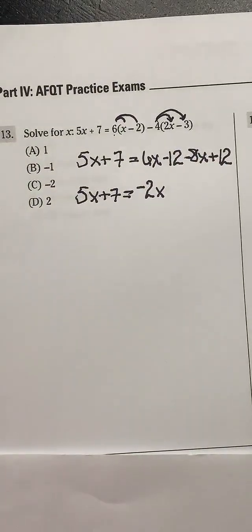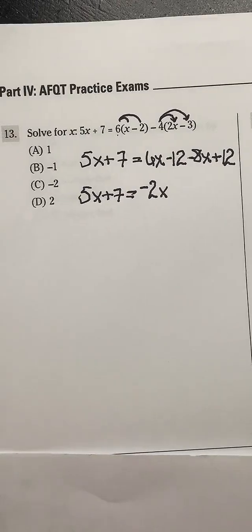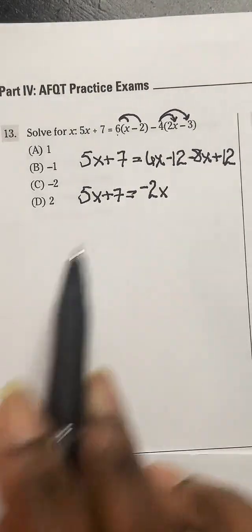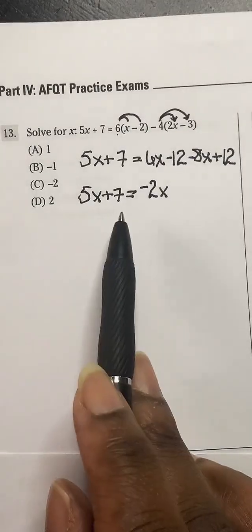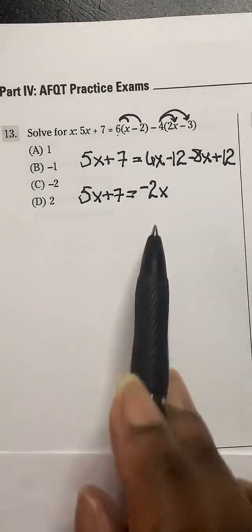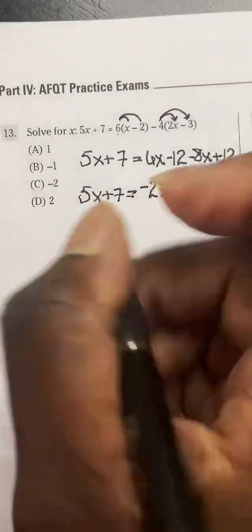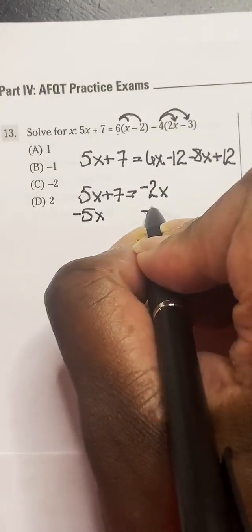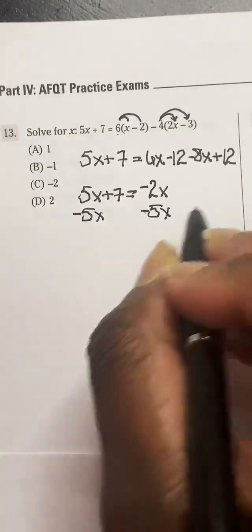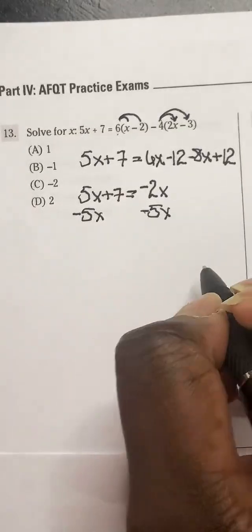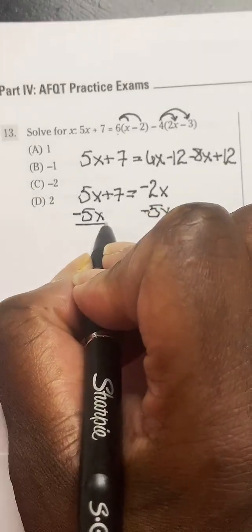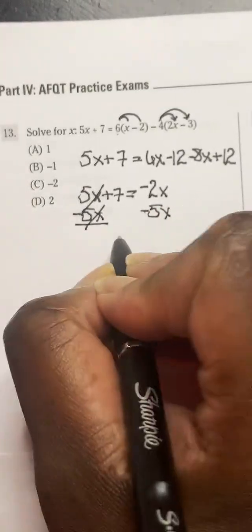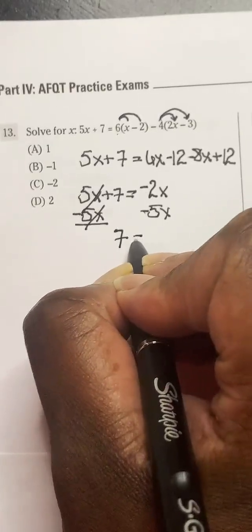So the main goal is to get our x's, and yep, I forgot about the minus, that's all right. Our main goal is we have to put our x's on one side of the equal sign and our constant on the other. Well, what I could do is subtract the 5x. If I wanted to add the 2x, that means I would have to subtract the 7. So if I subtract the 5x, they're going to cancel, leaving me with a 7.